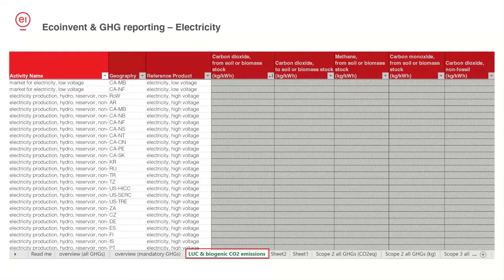Finally, I would like to point out to you that emissions related to land use change and biogenic CO2 emissions are reported outside of the scopes. So you can find information on emissions related to land use change and biogenic CO2 emissions in this tab indicated here. And those emissions are expressed also as kilogram of gas per kilowatt hour produced.